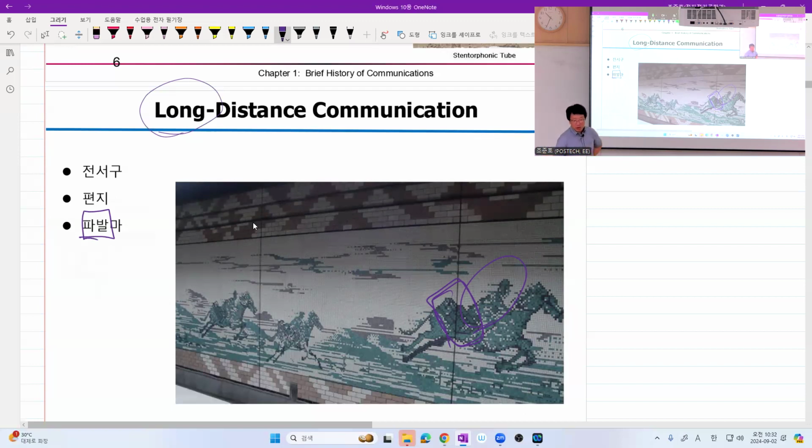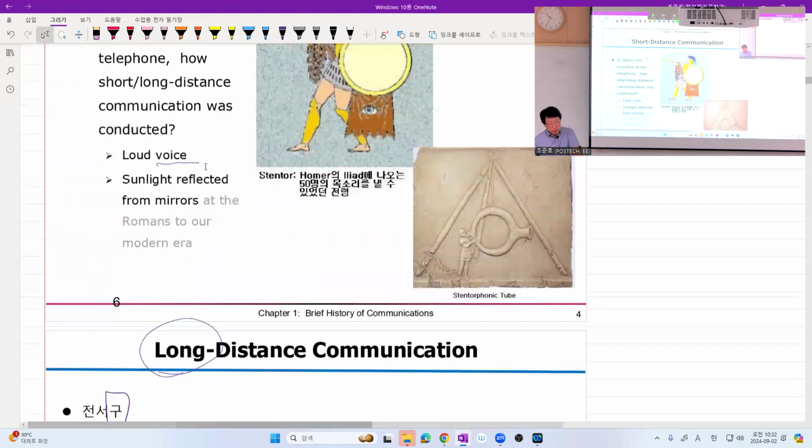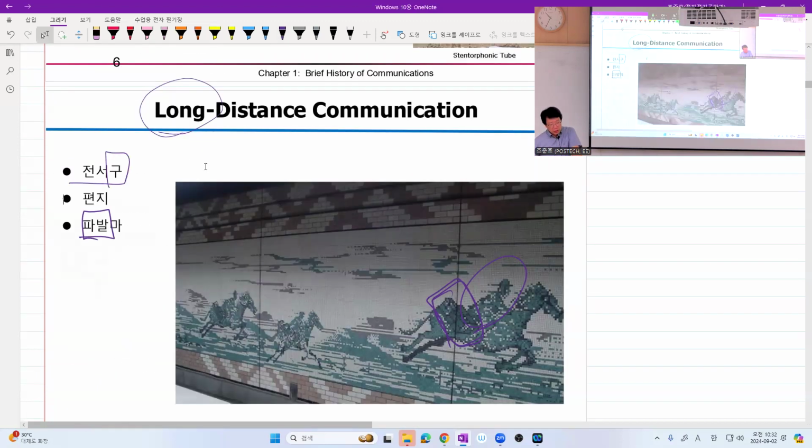Of course, sometimes they use the pigeon. Gu means pigeon, okay, with a small pouch of letters. So using this system of Pabal, our ancestors could send information over long distances. So here goes a short distance solution for communication and a long distance solution for communication.